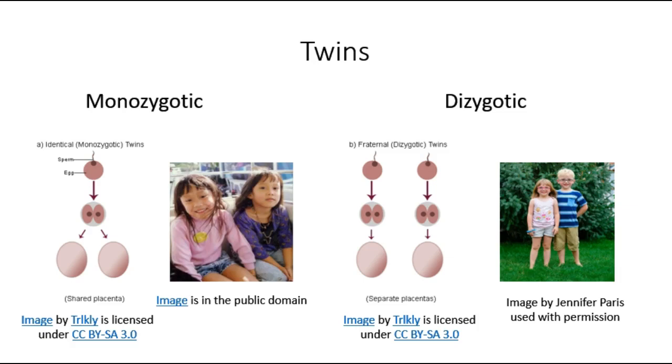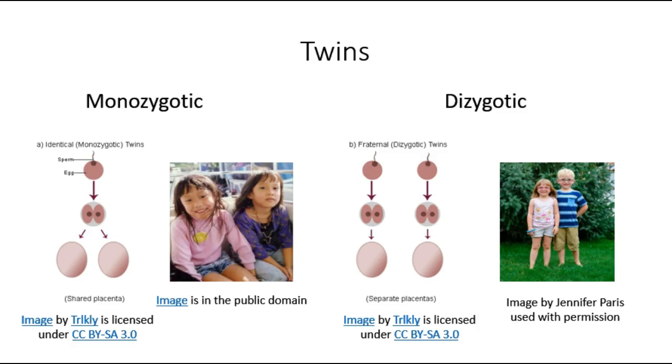So monozygotic twins come from the same fertilized embryo, right? That embryo divides and makes 2 identical copies of itself. And depending on when that happens, different outcomes happen. But you can see in the image there, those two little girls are identical twins. They look alike.